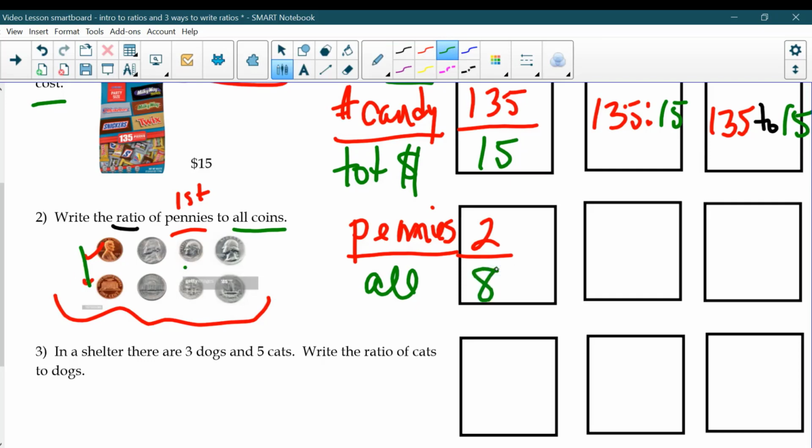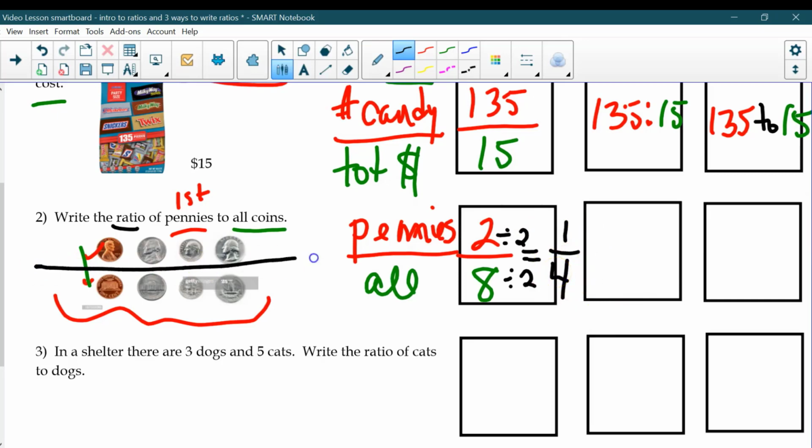8 total coins. Now, just for fun, could I simplify this ratio, 2 to 8, just like I could simplify a fraction? Yeah, let's just do that for fun. I think it's fun. And so we can divide them both by 2. It's a common factor I can divide them both by. And what do you get? 1 to 4. So that would be saying that for every 1 penny, there would be 4 total coins. Is that true?